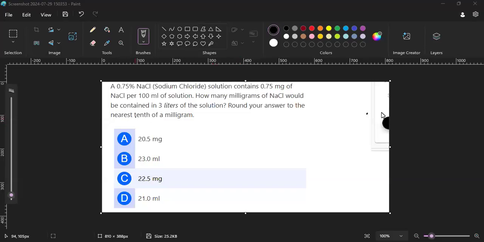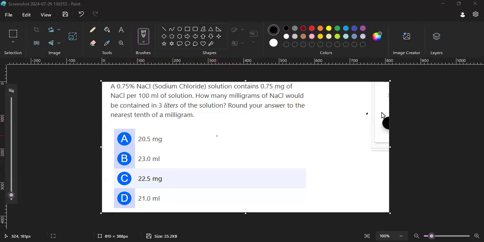We have another problem here. This is problem number 26 that is requested by one of our students. Okay, so let's read it. It's a word problem, so we're going to have to convert the word problem into an equation and then solve that equation for the unknown.